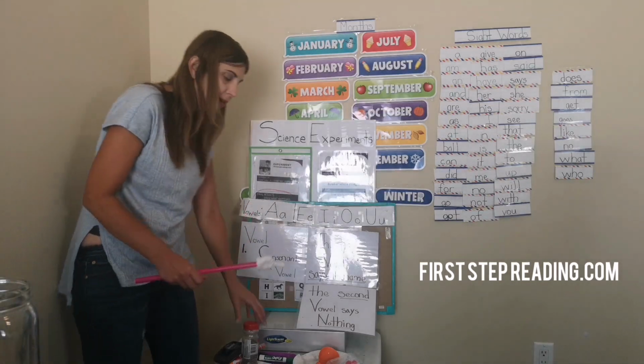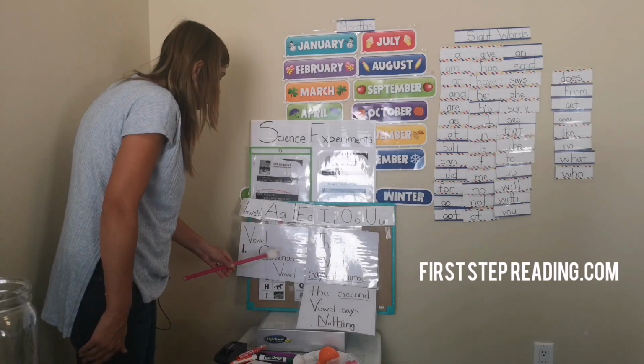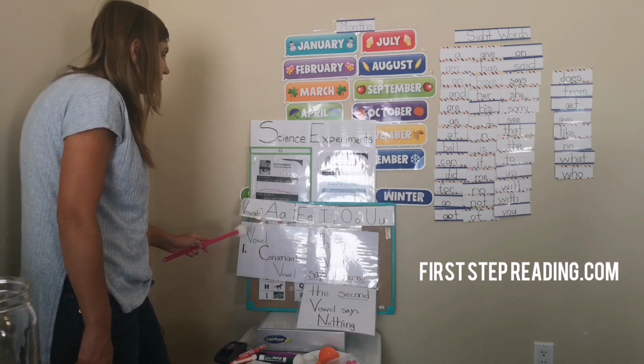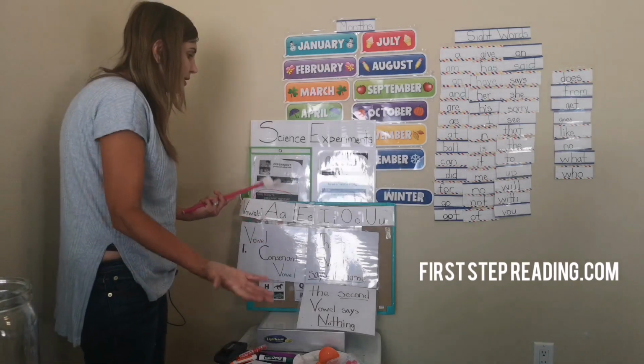Vowel, consonant, vowel. Letter A. Vowel, consonant, vowel. The first vowel says its name, A. The second vowel says nothing.